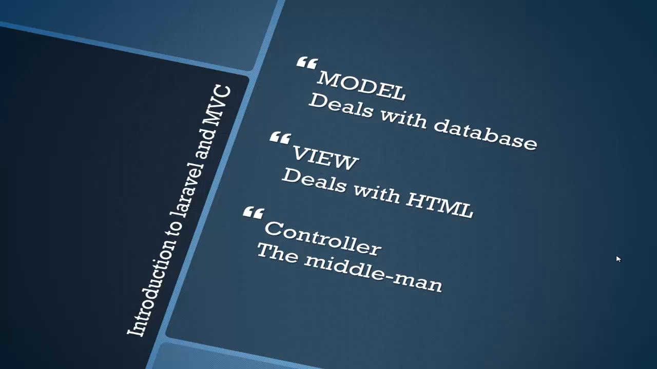The controller is the middleman. The controller deals with the view and the model. The controller talks to the model and says, hey, listen model, I need you to pull out the last names from the user table. Give me all the last names of the users. And once you give it to me, I'm going to give it to the view. That's what a controller does, right? In a nutshell, this is what Laravel is, and this is what MVC stands for.